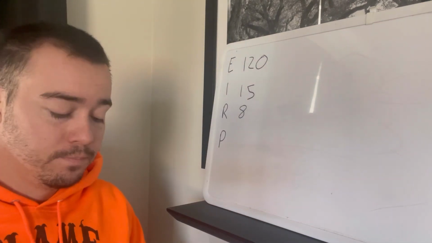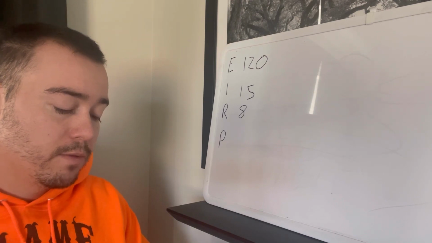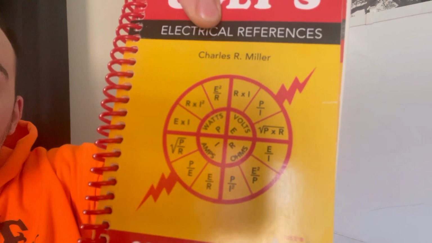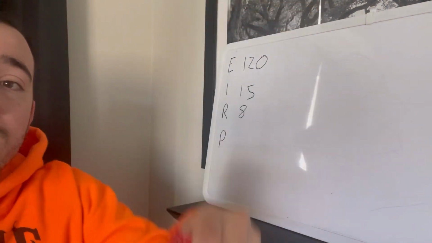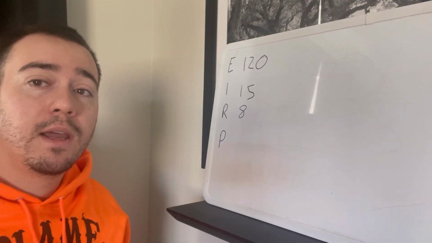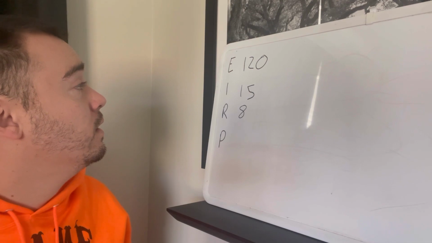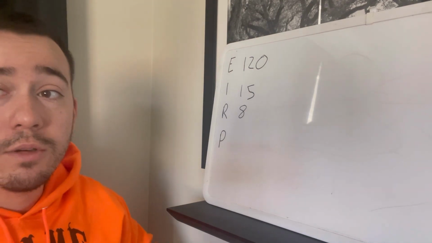There we go. Next, we need to find our watts. So we can find watts super easy with any of those now. Take a look right here at your watts. Let's just go E times I. So E times I, 120 times 15. Well, 120 times 10 is 1200, half of that is 600, so it's 1800 watts.